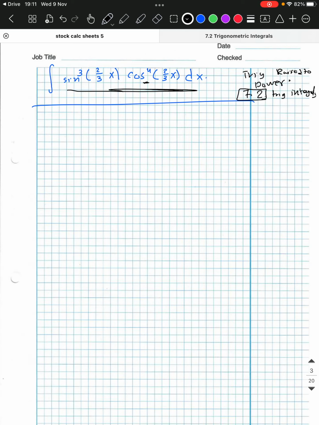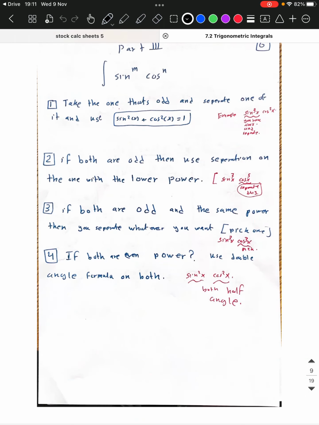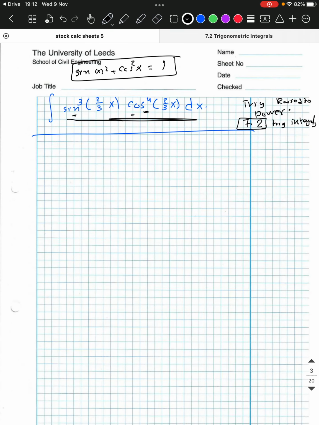The identity I'm going to use is sine x squared plus cosine x squared equals 1, since I have sines and cosines. All right, let's see. We had cases. We said that if sine and cosine are multiplied with each other, you take the one that is odd, separate one of them and use the identity. So let's do that.